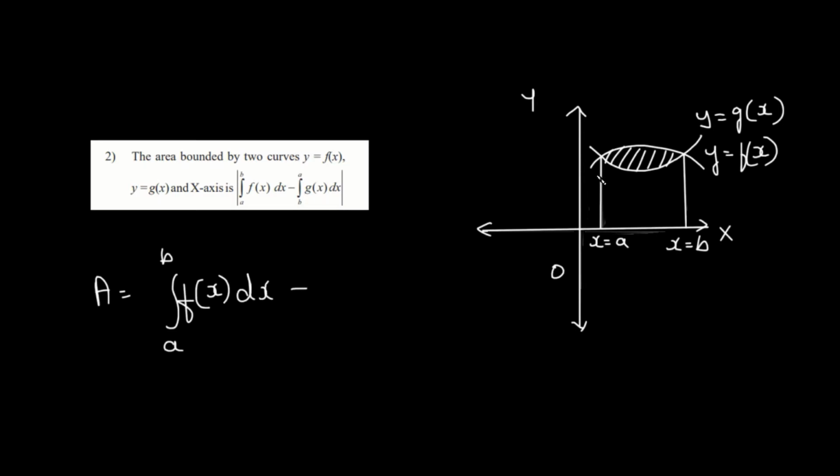minus the other region. Okay, first curve minus the second curve. Second curve is y is equal to g(x) again, but the integral limits are the same, a to b, g(x) dx. And we can put a mod sign because it is the absolute value which we'll be taking as the area.